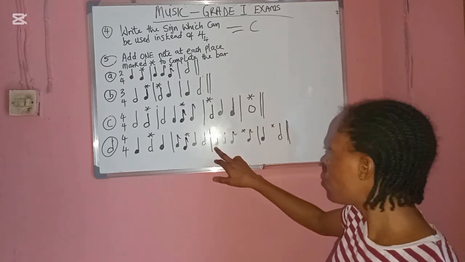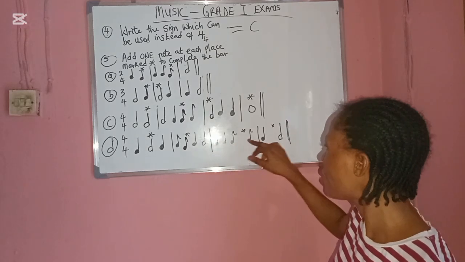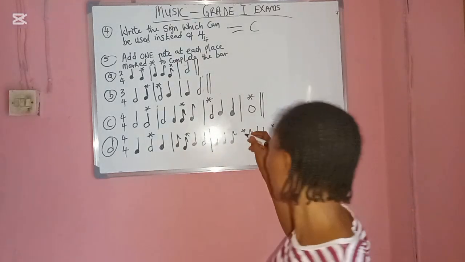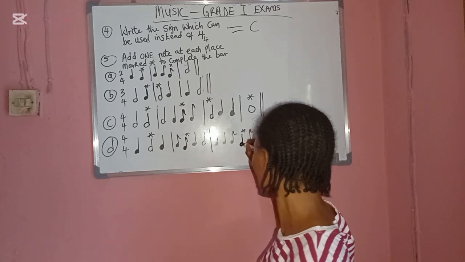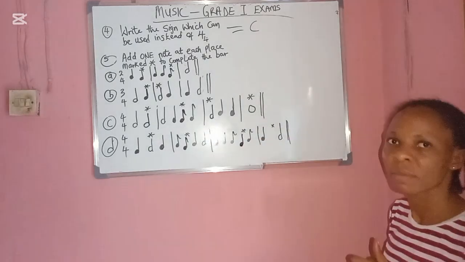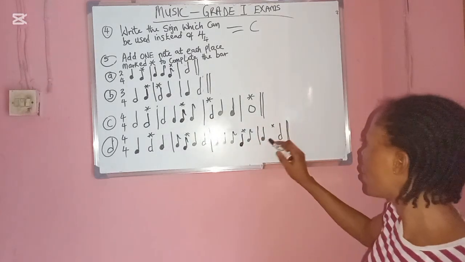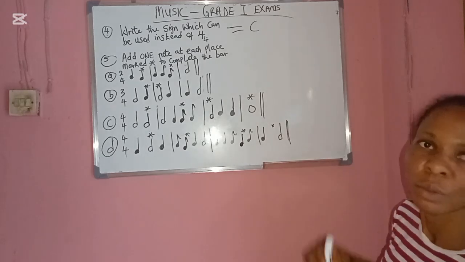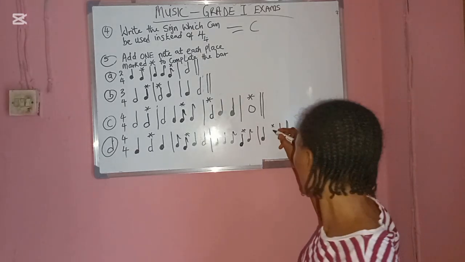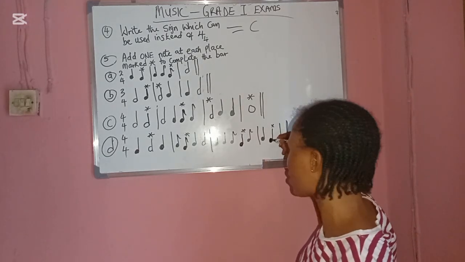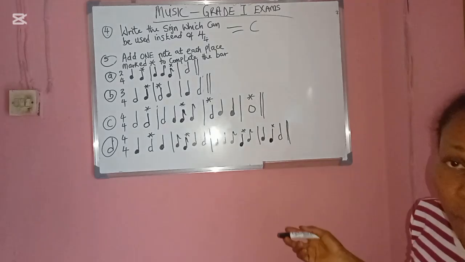And here we have 1, 2, half, which is 3. So what is needed here is just, here we have 1, 1, 2, which is 3. So what is needed here is just this. As simple as that.